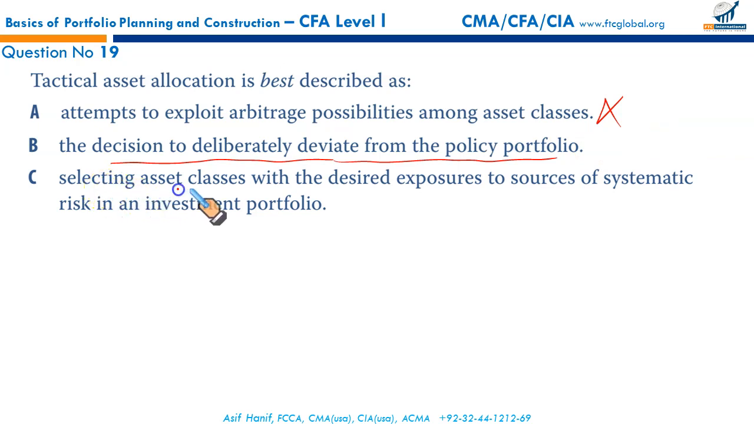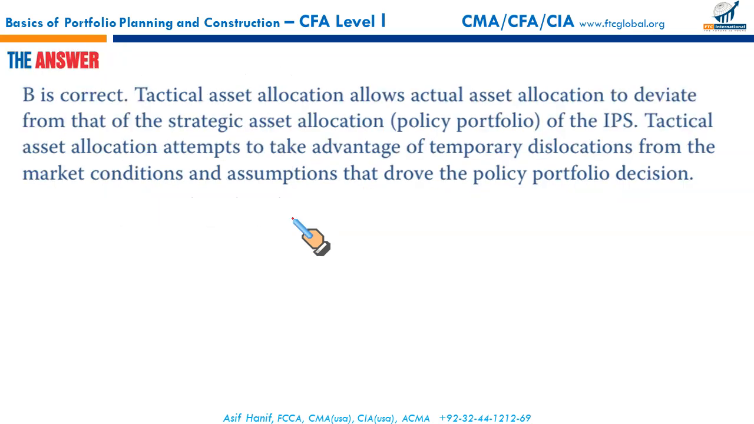Why not C? Selecting asset classes with the desired exposure to sources of systematic risk in an investment portfolio. That would be your strategic asset allocation. So that makes B the correct option, and it ends your basics of portfolio planning and construction.